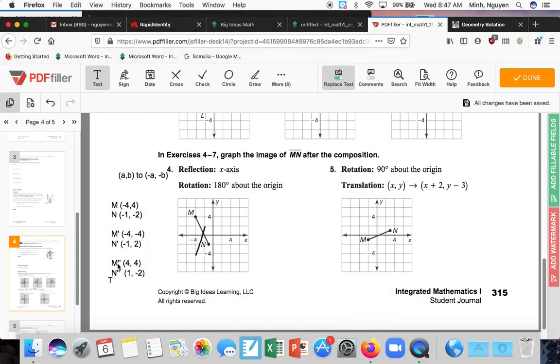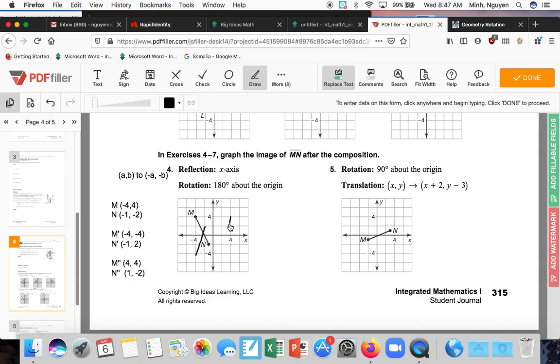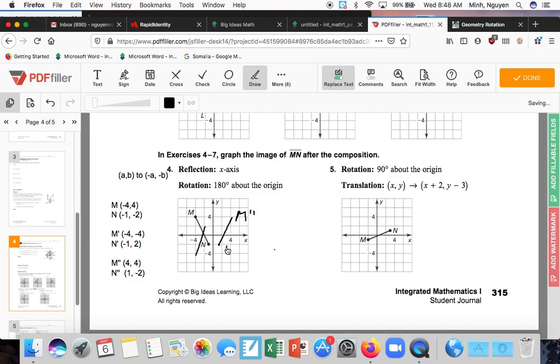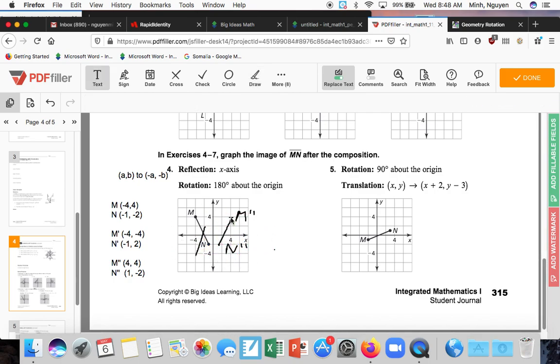And here's where we finally end up. 4, 4 and 1, negative 2. Oops, that's terrible drawing. 1, negative 2 is right here. And 4, 4 is right there. Boom. So that's where we finally end up. This is M. And then this is N. And that's the final image.